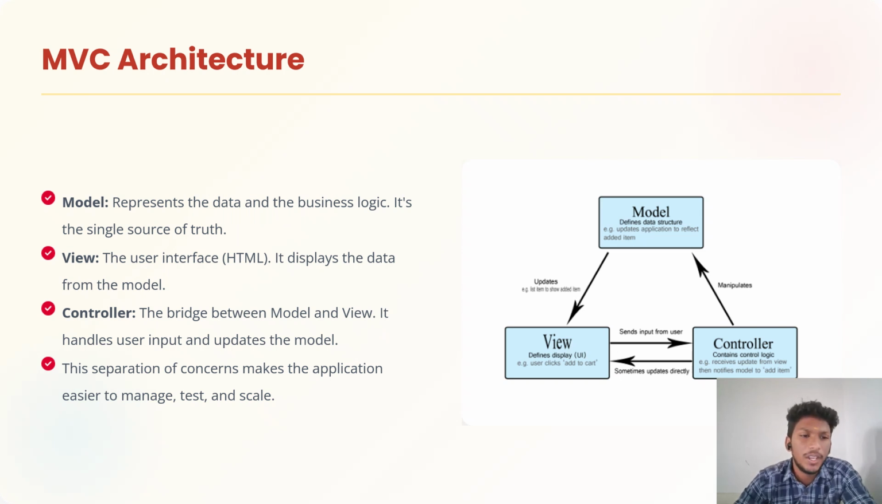Let's see briefly. Model represents the data and the business logic. It's the single source of truth. And view is the user interface HTML. It displays the data from the model. Controller is the bridge between model and view. It handles user input and updates the model. The separation of concerns makes the applications easier to manage, test, and scale. We can see from the diagram to understand what we learned from this MVC architecture.